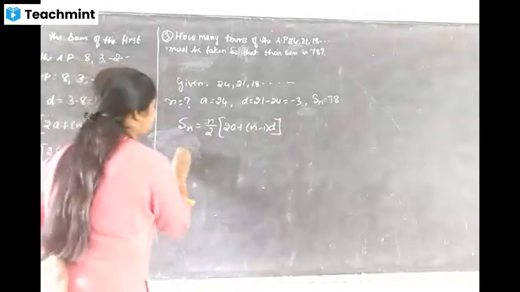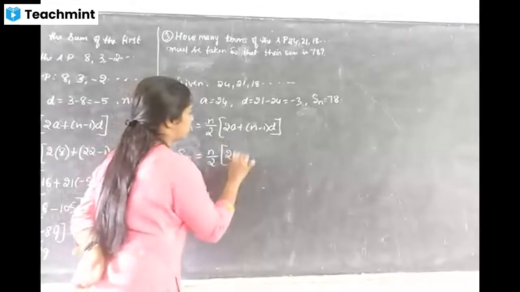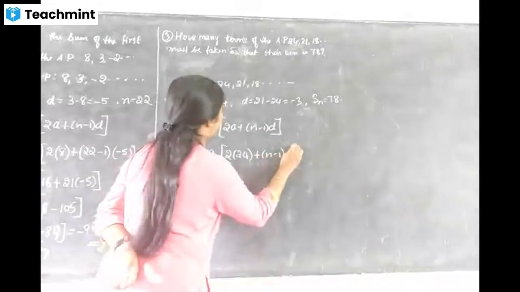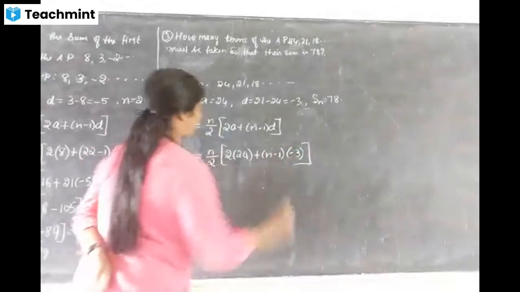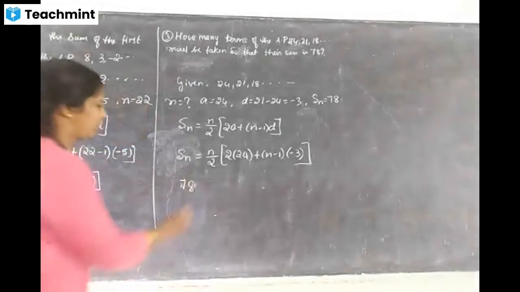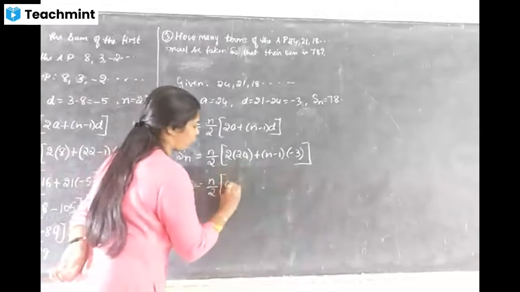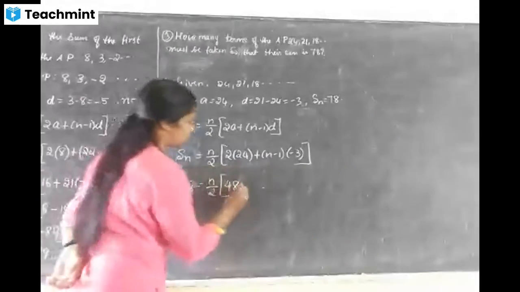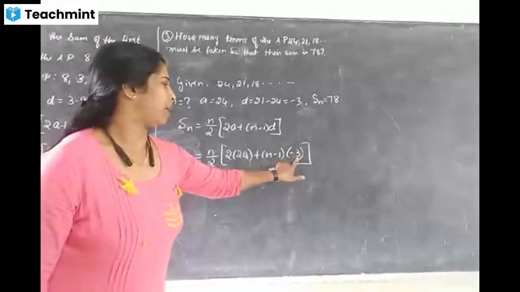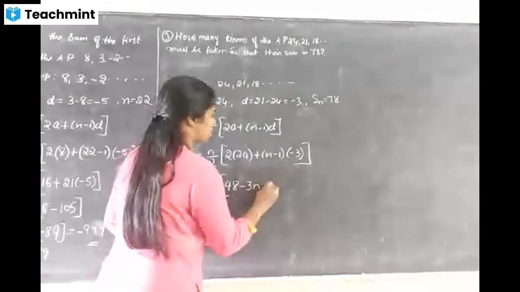Yes, n is not given. 2a is 24 plus, n is not given, d is given as minus 3, sn value is given as 78. n is not given, so we can't do anything, it is like this only. 24 into 2 is 48, correct, no? Multiplication. Now multiply. Minus 3 plus n, minus 3n, minus 3 minus 1 plus 3.